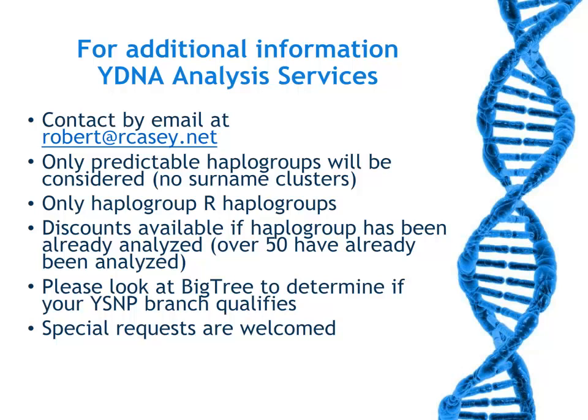You just can't do surname clusters like everybody wants you to, because so few of them have enough uniqueness from the predictable haplogroups to have any accuracy at all. Also, this is limited to haplogroup R because that's all the data I have collected. Discounts will be available if I've already analyzed them. I already analyzed 50 haplogroups, but there's hundreds of them, and I've done the larger ones. So there will be discounts if I've already done them, and it depends on how recently I've done them.